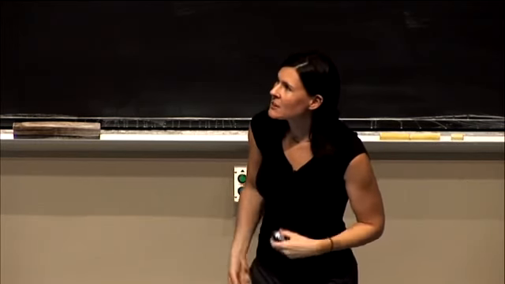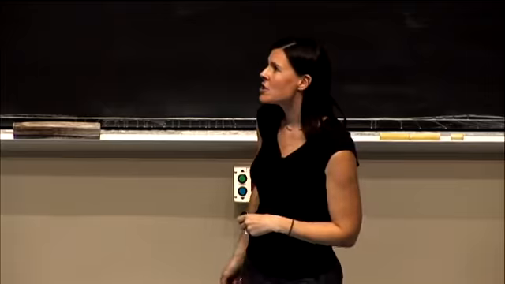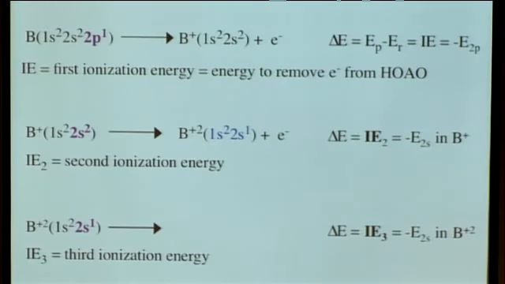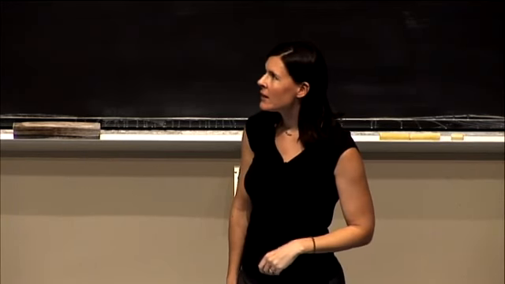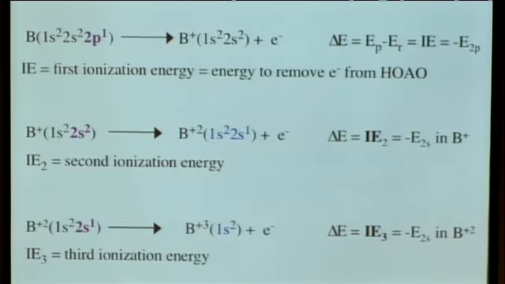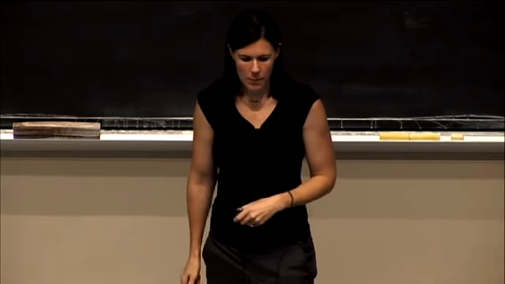Similarly, if we start talking about our third ionization energy, this is going to be going from B2+ 1s2, 2s1. Now we're going to pull that second electron out of the 2s. So we end up with B3+, and then the configuration is just 1s2 plus our extra electron here. So what we call this is the third ionization energy, or the negative of the binding energy, again of the 2s orbital, but now it's in B2+ that we're starting with.